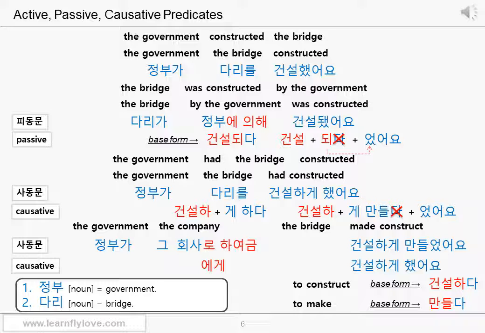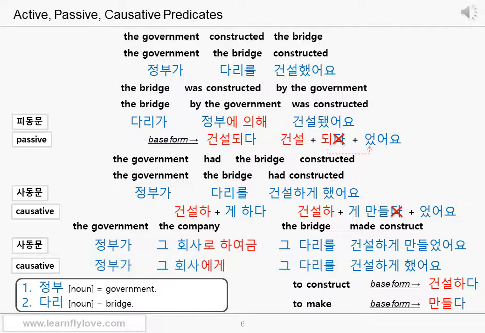We'll help you. The bridge, 다리. Let's add the object particle 를, 다리를. Because it's something constructed. It's an object of the causative verb, 건설하게 만들다, 건설하게 하다. You can add the modifier 그 if you want to sound like you are indicating the bridge that you and the audience both already know even though you don't see it right now. 그 다리를. 정부가 그 회사로 하여금 그 다리를 건설하게 만들었어요.